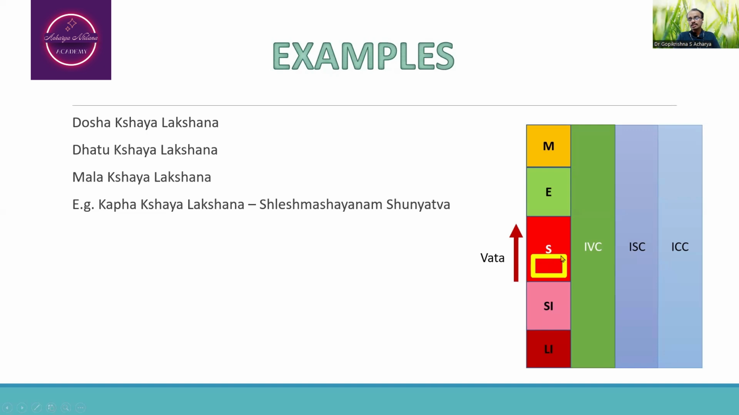When you say Shleshma Shayanam Shunyatvam, let us say Amashaya is one type of Shleshmashaya, wherein the Kledaka Kapha will be located as per the Ayurveda fundamentals. If there is Kaphakshaya, in the sense there may be a possibility of the kshaya of the Kapha in the Amashaya or the stomach that may be observed.